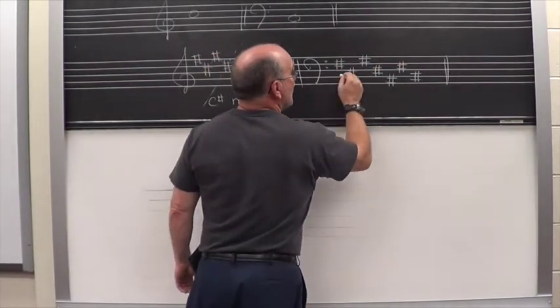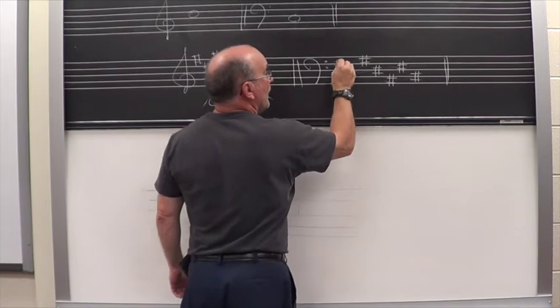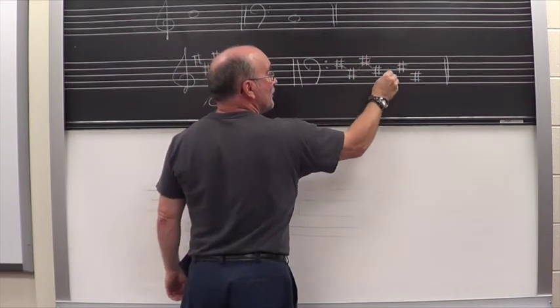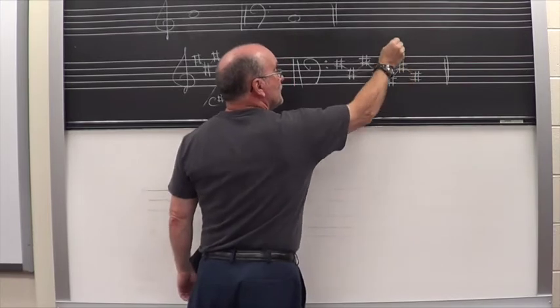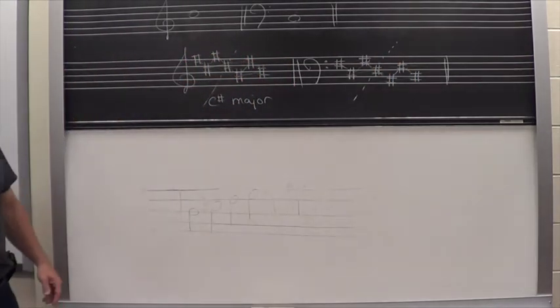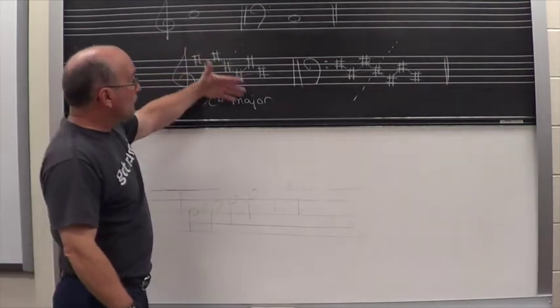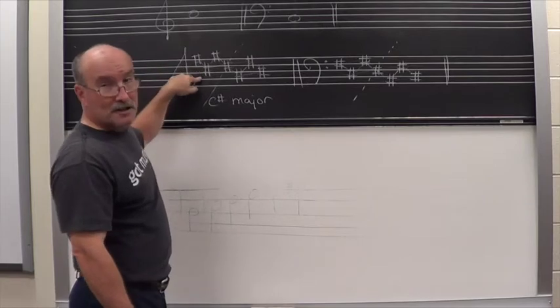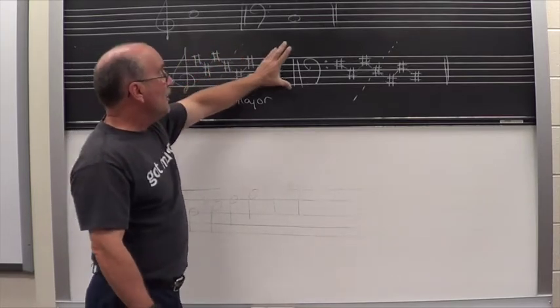But the structure remains the same. You have F and G, C, D, and E, A and B. You still have your triangles. And you still have a symmetrical form. All it is, it's just been moved down. If it's on a line, down a line. If it's on a space, down the next space. That's the relationship between treble and bass clef.